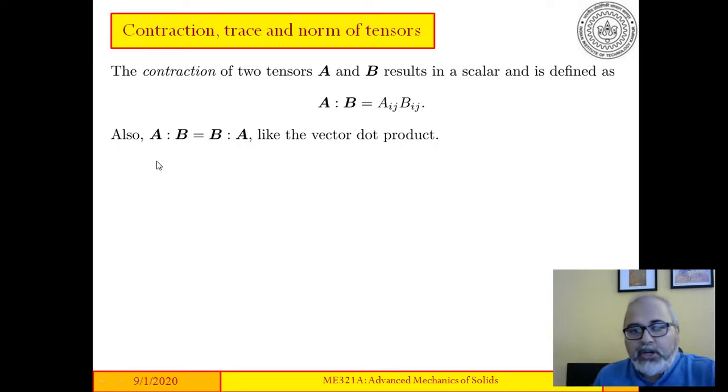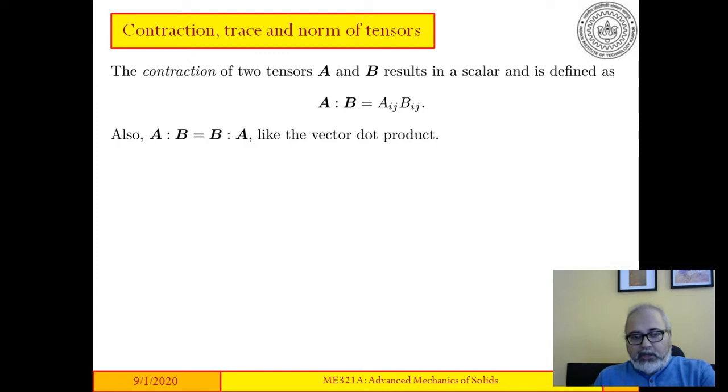Just like the dot product, the contraction or inner product between two second order tensors A colon B is the same as B colon A. Both lead to Aij, Bij. So if you have B colon A, you will have Bij, Aij, which is the same.